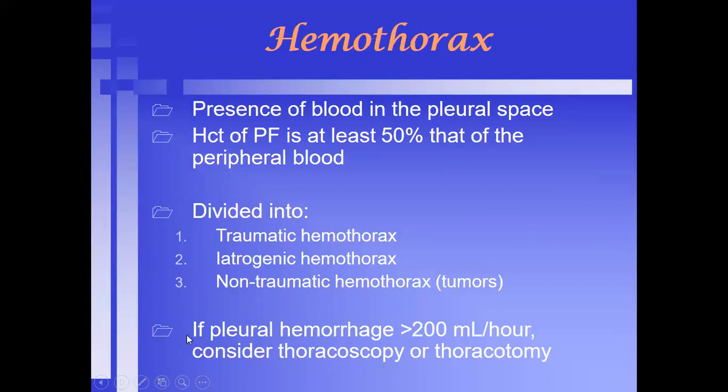For hemothorax, if you notice that the pleural hemorrhage or the bleeding is occurring at more than 200 ml per hour, then you might have to proceed with thoracoscopy or thoracotomy. So once we determine that the patient has hemothorax, we usually request for a closed tube thoracostomy. And if we see that the CTT output is more than 200 ml per hour, then this patient will need to undergo surgery for the closure of that bleeder.